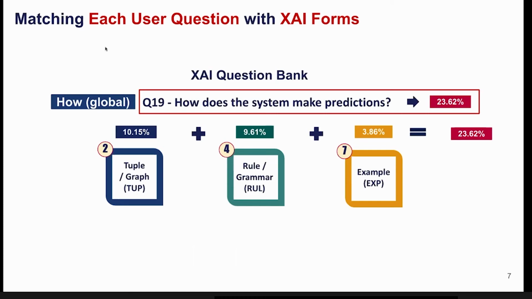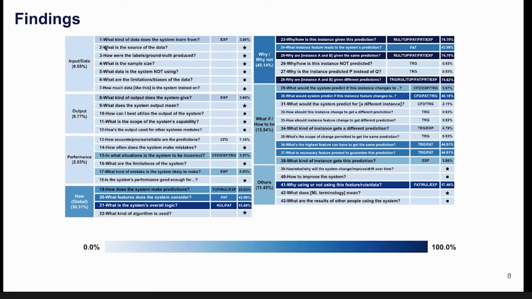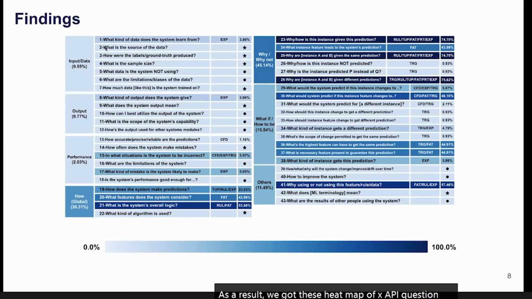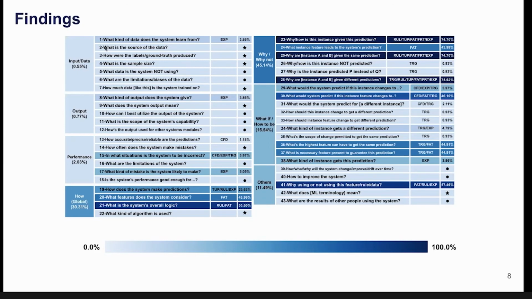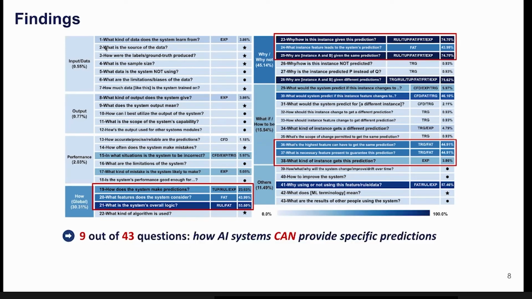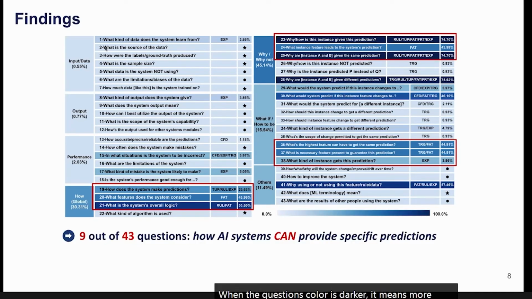As a result, we got this heat map of HCXAI question bank, which intuitively visualizes how many percent of all surveyed papers can address each user question. When the question's color is darker, it means more papers have answered it. From which we can see 9 out of 43 questions are about how AI system can provide specific predictions, where many papers already answer them pretty well.